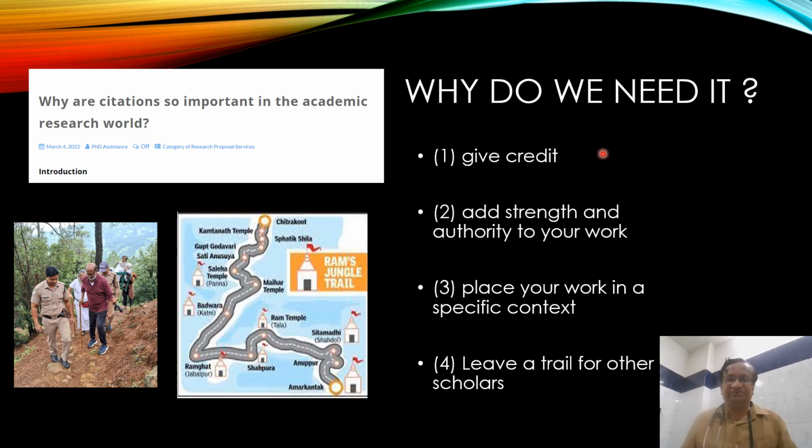Now we have done a study, and that is cited 10 times. That has been read by so many people, that has been referenced by so many people. That gives the credit to us. It adds strength and authority to our work. For example, one of my randomized control studies is cited 100 times. Now you see, it's an authority of an RCT on the subject.